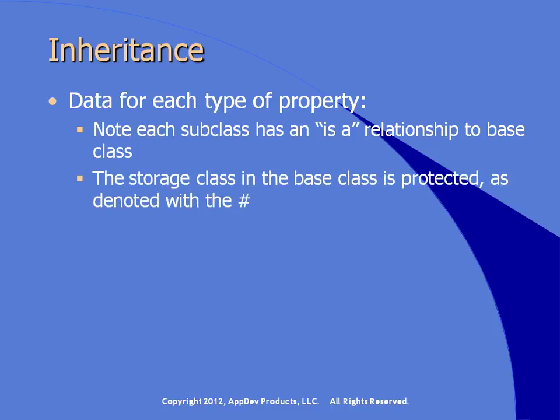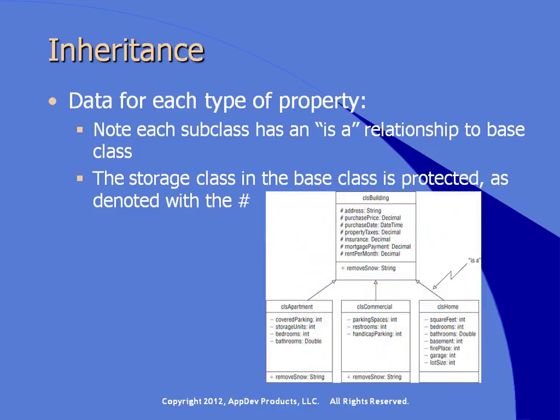The storage class in the base class for any property that is in the base class is stored as protected. And that's denoted with the pound sign if we use the UML diagrams. So you can see here we have sort of a UML light version of the type of structure that we want to use with respect to our classes.